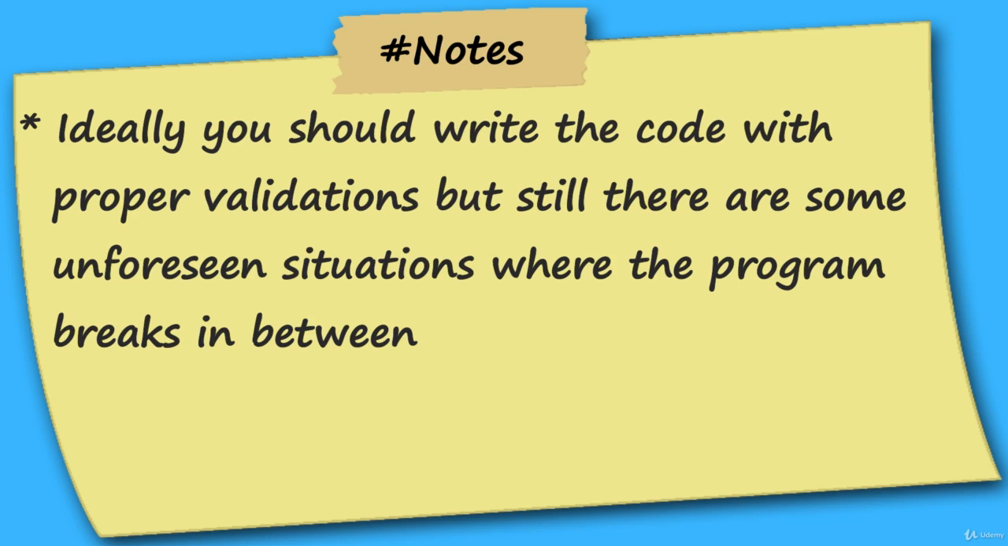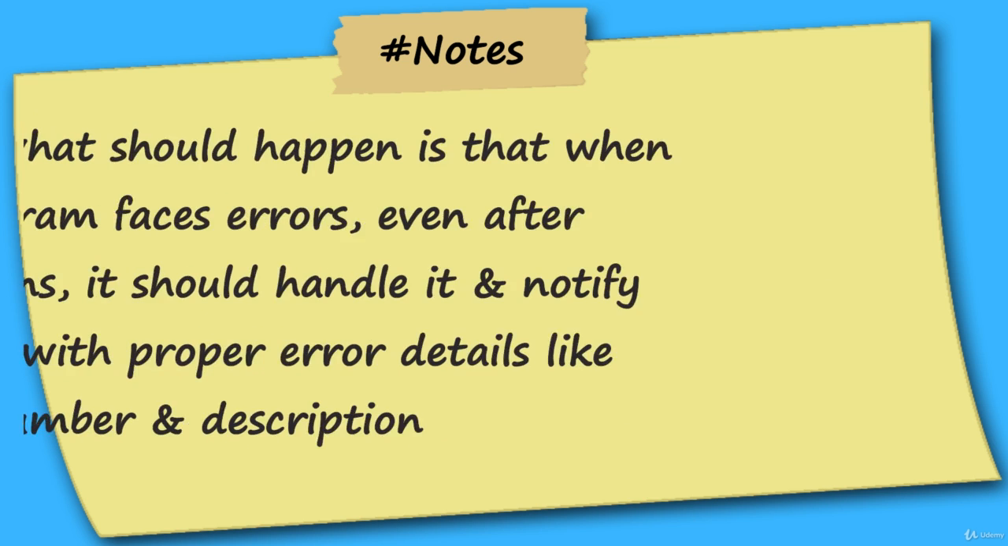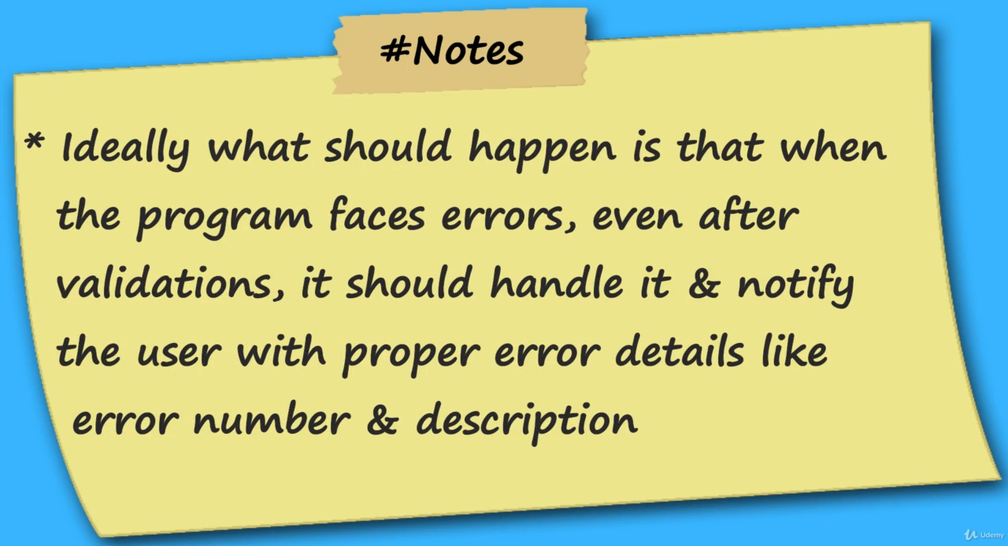Ideally, you should write the code with proper validations, but still there are some unforeseen situations where the program breaks in between. In such cases, the end user is stuck. Ideally, what should happen is that when the program faces errors, even after validations, it should handle it and notify the user with proper error details like error number and description.